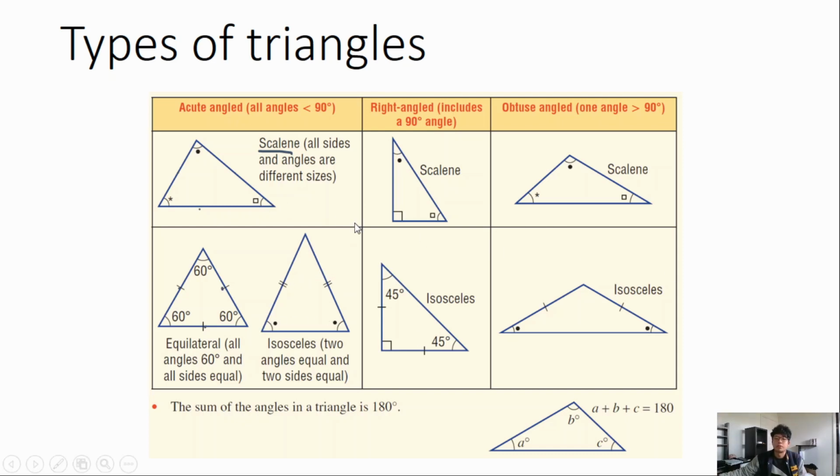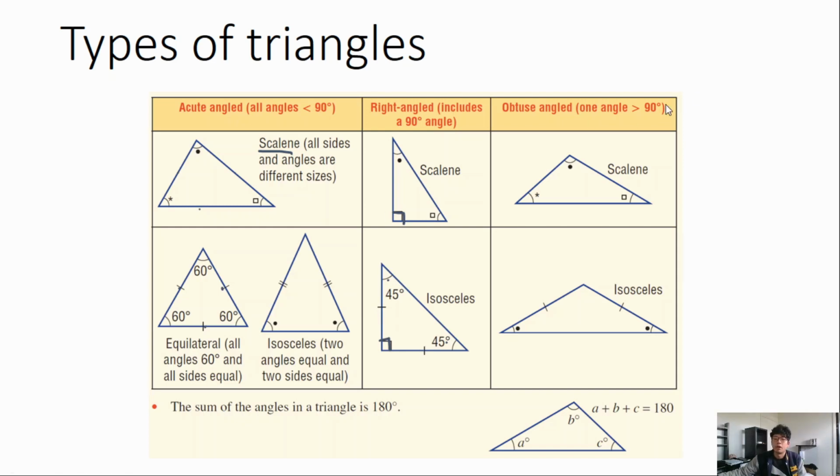Now moving on to the next group of triangles, we have the right angle triangle, and this one is when a triangle has one 90 degree angle. So this one is over here, shown by the square there, and this one is down here. So right angle triangles can either be scalene, like we said here, all sides and angles are different sizes, or it can be isosceles. Notice how there's two equal angles and two equal side lengths.